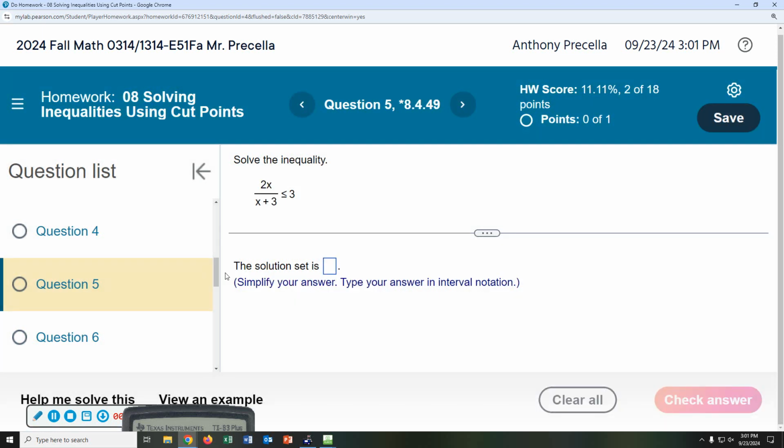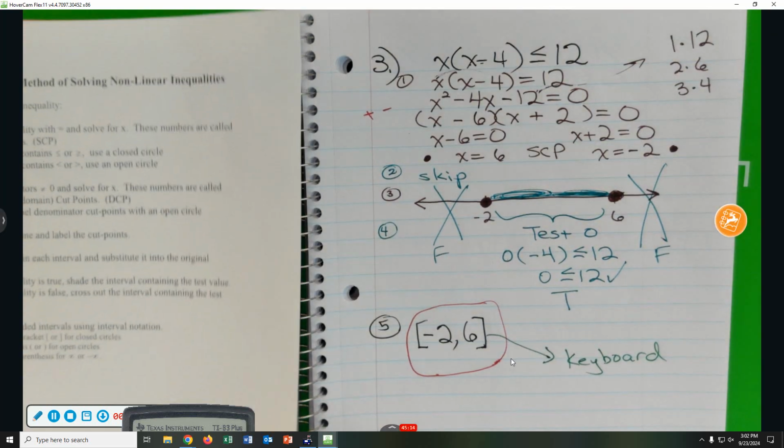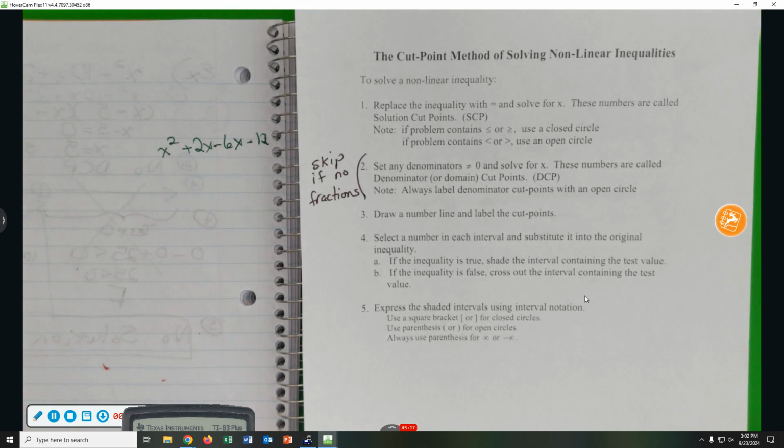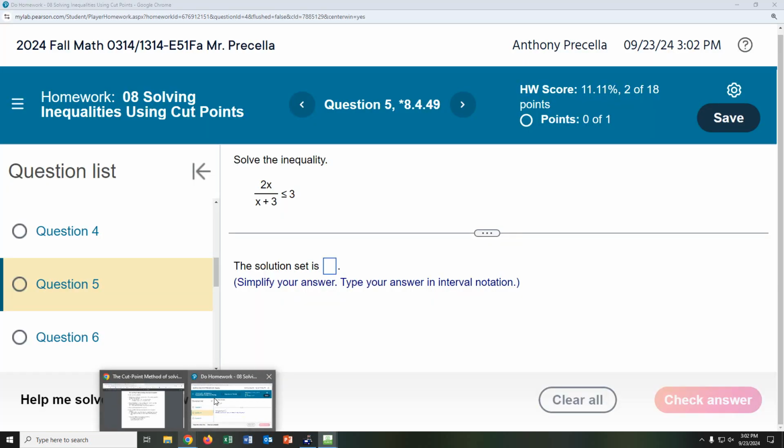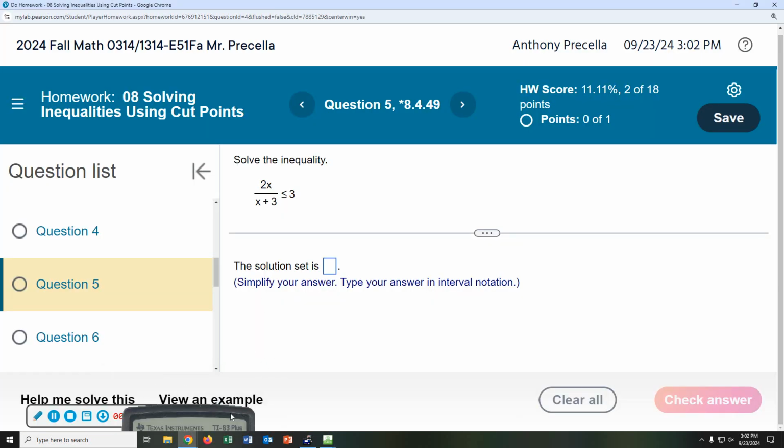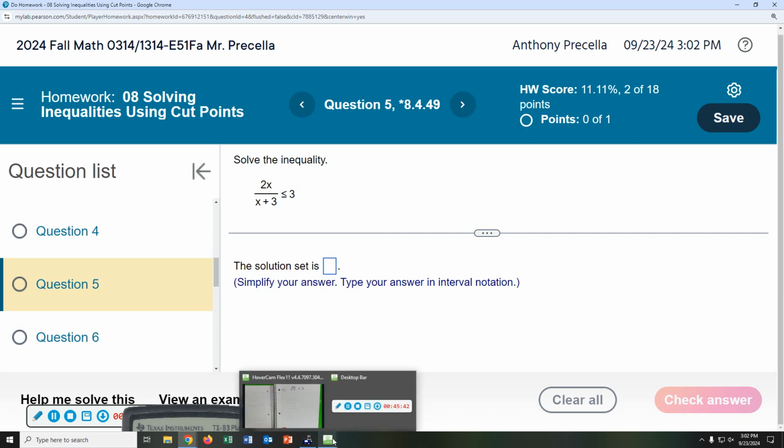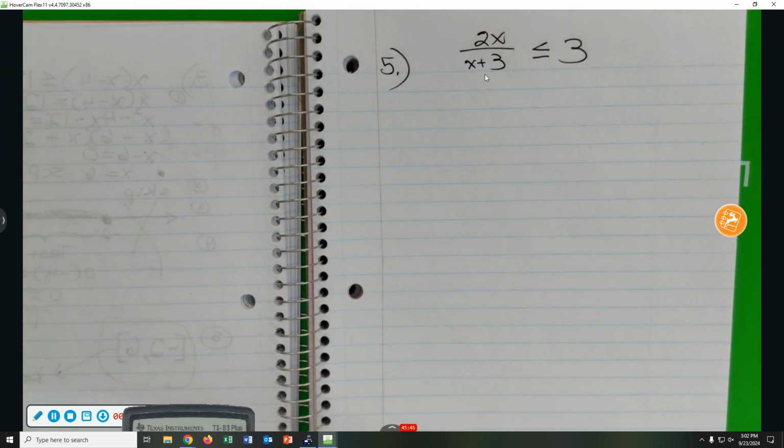But let's go on to number 5. Let me write down the problem. We've been skipping step number 2, so my question is, are we going to skip step number 2 in this problem? Let me write it down: 2x over x plus 3 is less than or equal to 3.